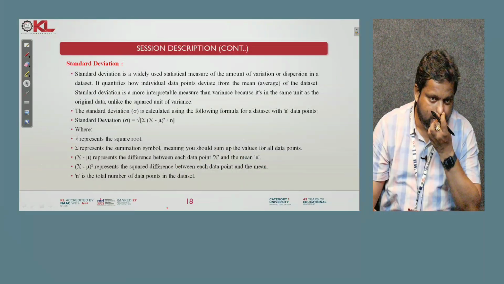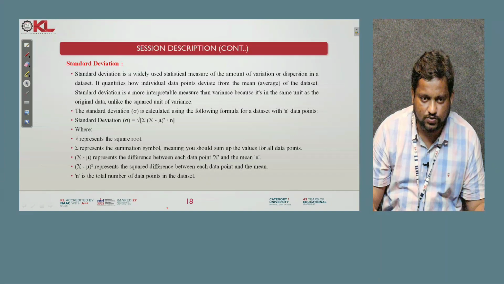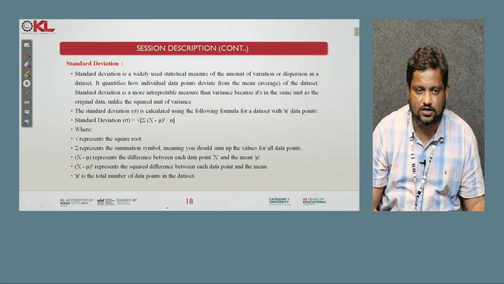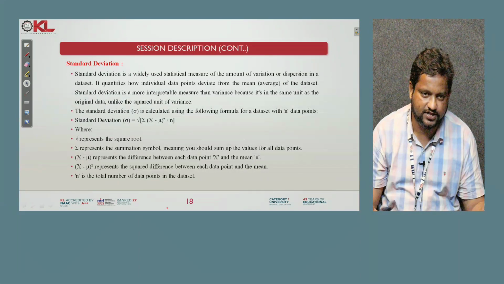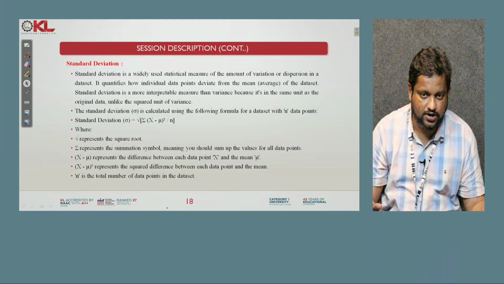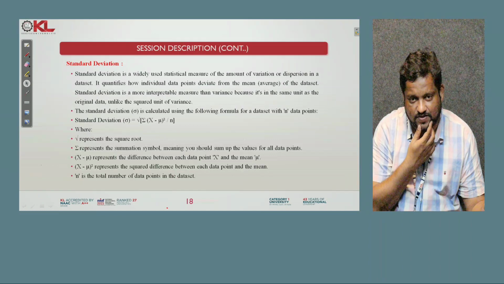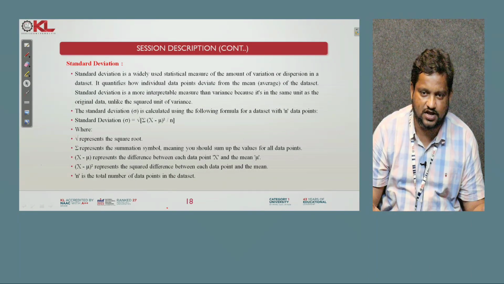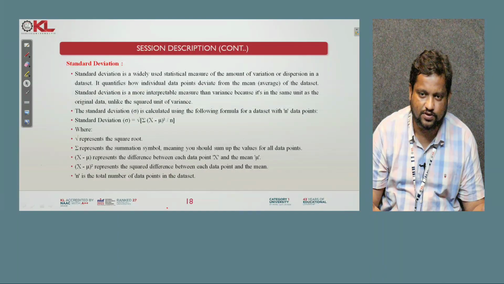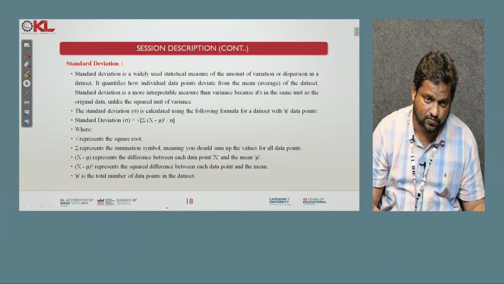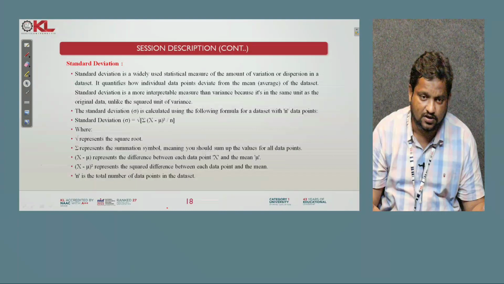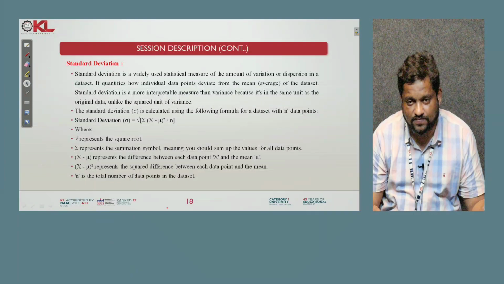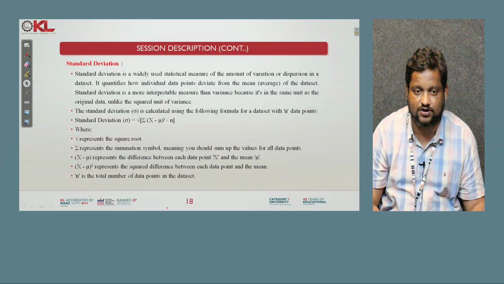Next, standard deviation. Standard deviation also looks almost the same, one of the other statistical tools to find out the dispersion of the data in the data set. It quantifies how individual data points deviate from the mean of the data set. Standard deviation is a more interpretable measure than variance. Why? Because for standard deviation, we are calculating the square root of the variance. Standard deviation is nothing but the square root of the variance.